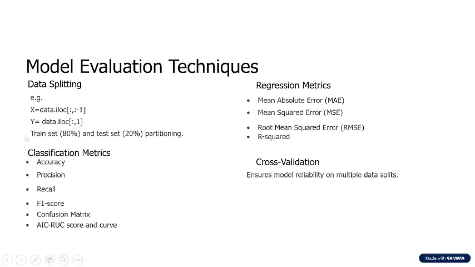Now, for classification, we have what we call accuracy score. Accuracy score is trying to check how correct the machine learning model's predictions are. The overall performance of your model is what we call accuracy score. We have what we call precision, recall, and F1 score. Now, all these are evaluation techniques that you use.